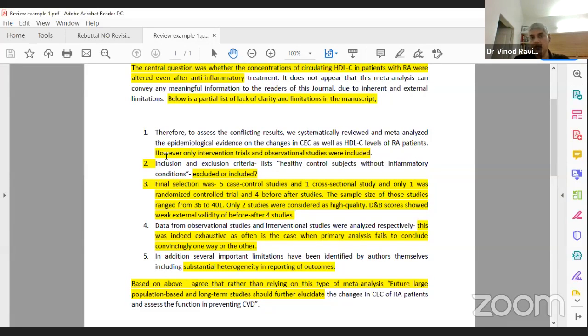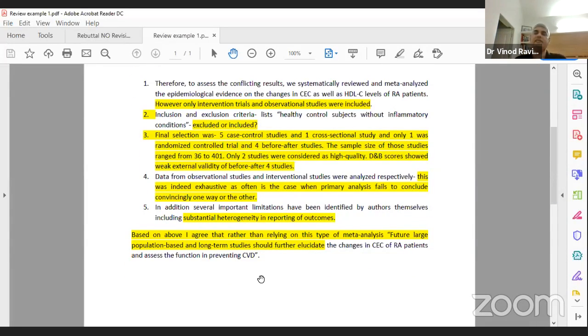So the main criticism was regarding the exclusion and inclusion criteria, the selection of the trials, why something particularly was left out. Important from the US point of view was to point towards the substantial heterogeneity in reporting of the outcomes. So you can see that in the last line he is saying that your manuscript is not going anywhere. Based on above, I agree that rather than relying on this type of meta-analysis, in inverted commas, future large population-based and long-term studies should further elucidate the changes in CF patients and all that.